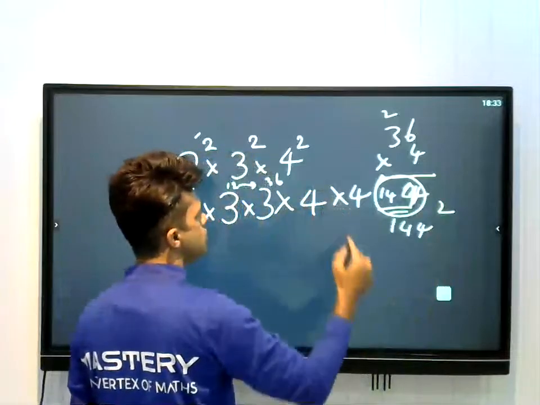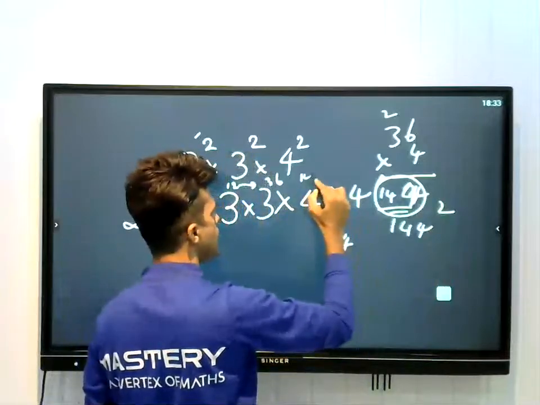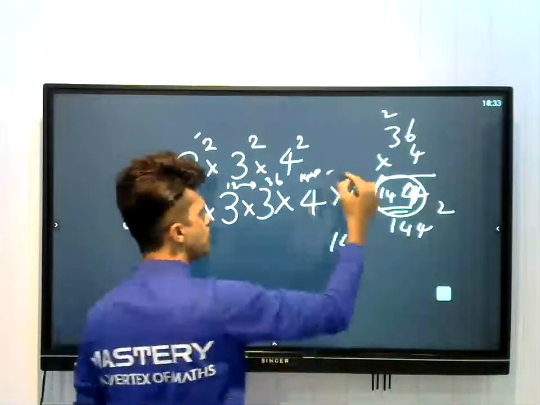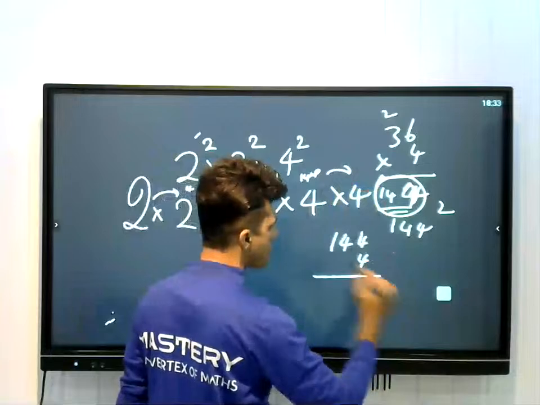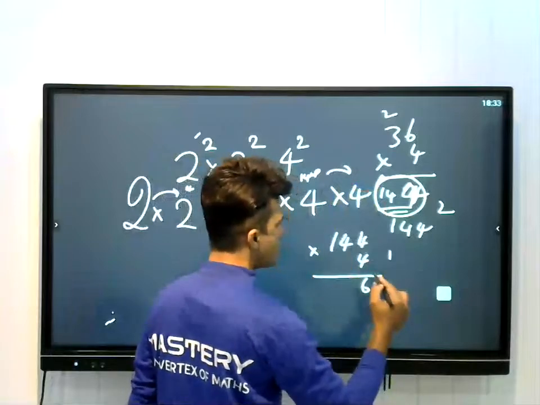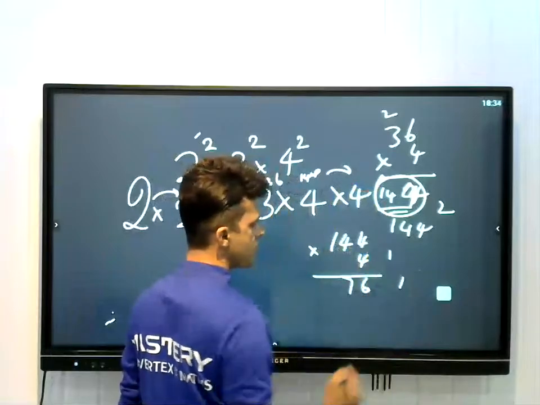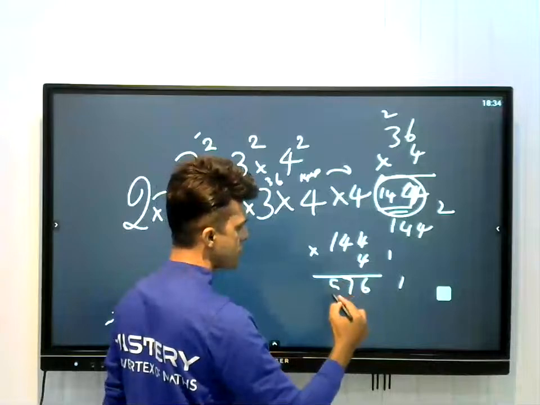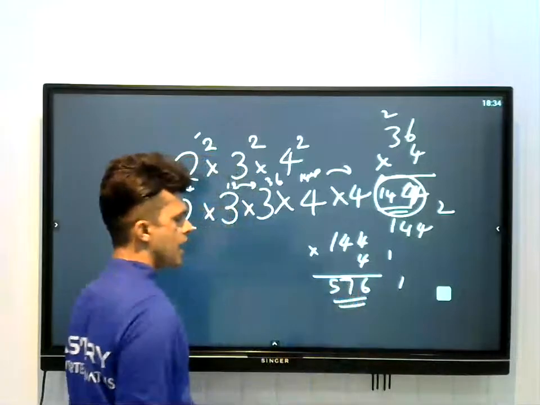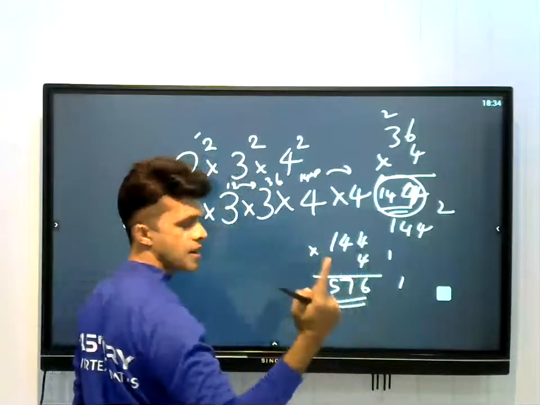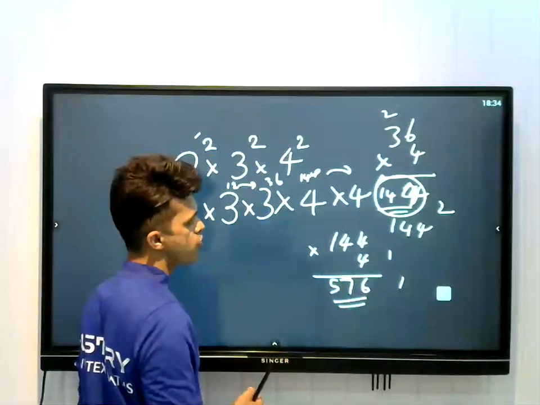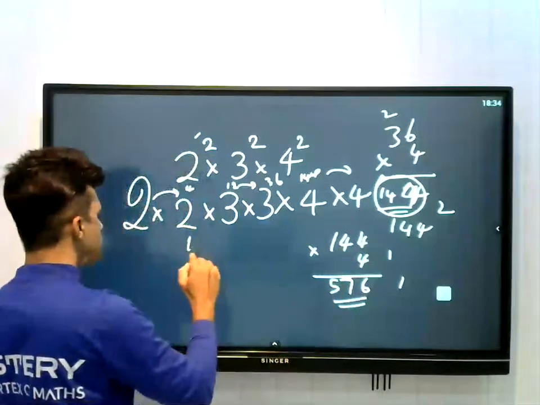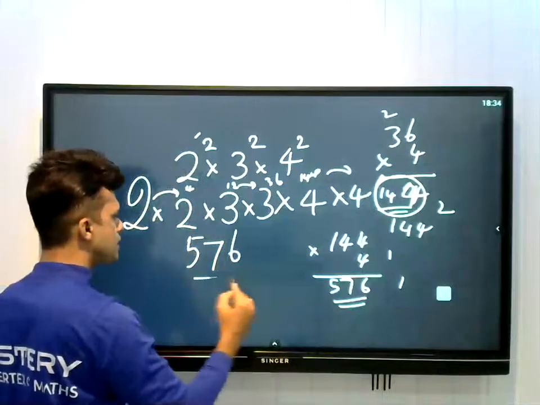144 times 4. 4 times 4 is 16, remaining is 1. 4 times 4 is 16, plus 1 is 17, remaining is 1. 4 times 1 is 4, plus 1 is 5. Again, 4 times 4, 16, remaining 1. 4 times 4, 16 plus 1, 17, remaining 1. 4 times 1, 4 plus 1, 5. So the answer is 576.